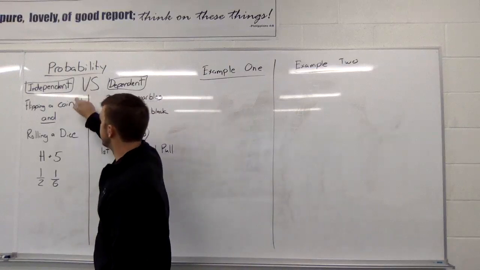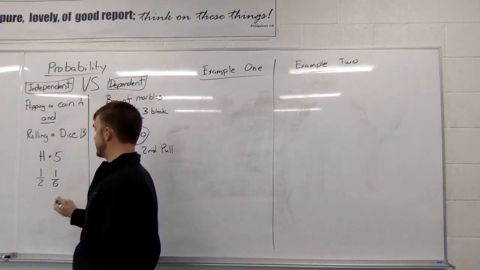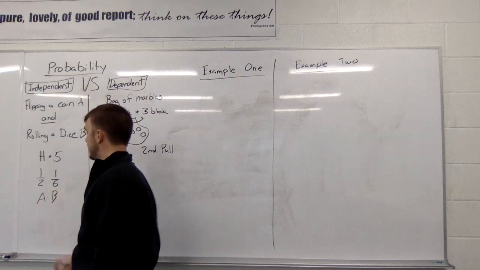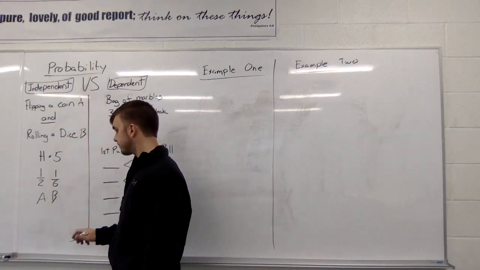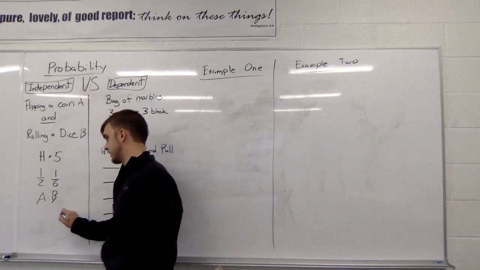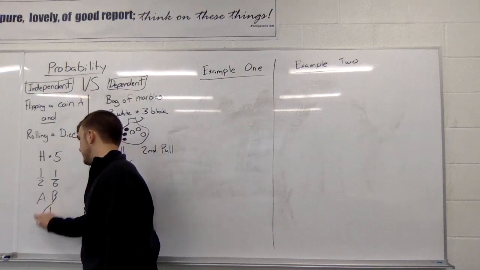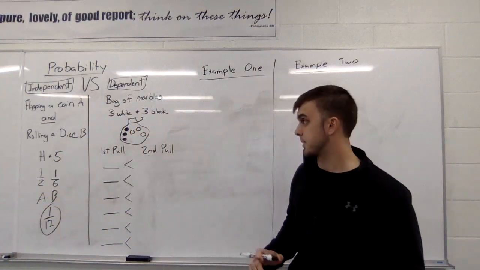This is the probability of A, and this is the probability of B. The way you figure that out is just do A times B, and that will figure out your probability for this event. So 1/2 times 1/6 is 1/12. So you have a 1/12 probability that it'll happen. So that's independent. It's completely separate.